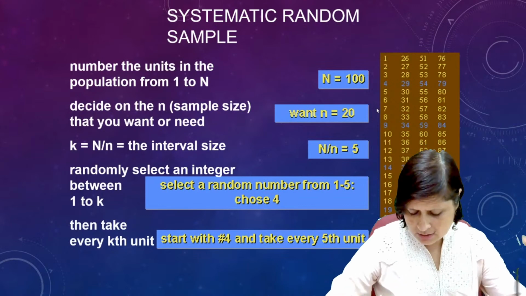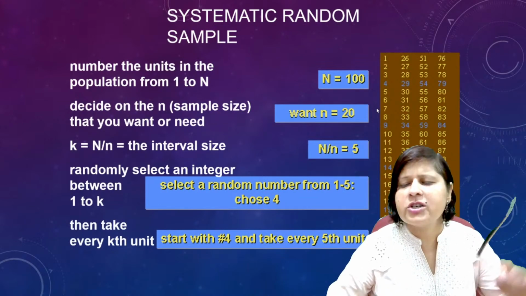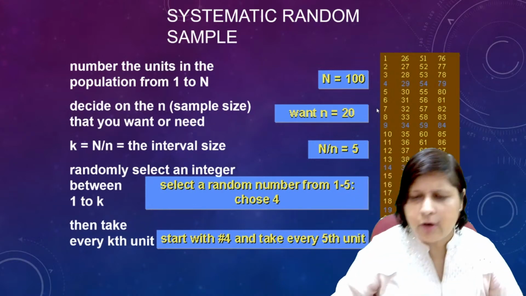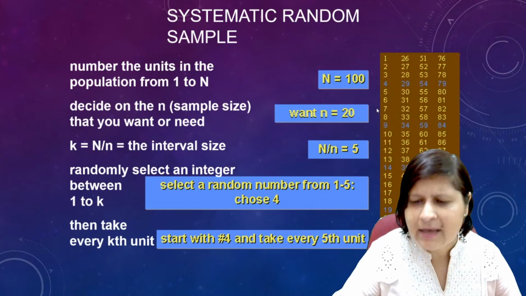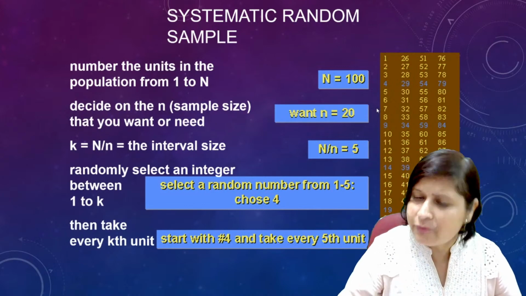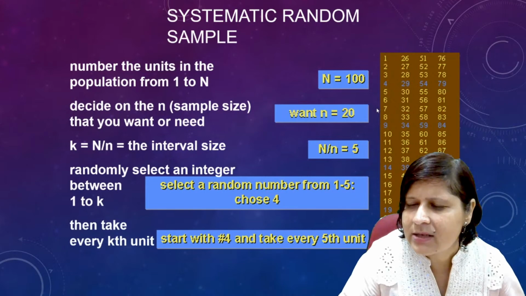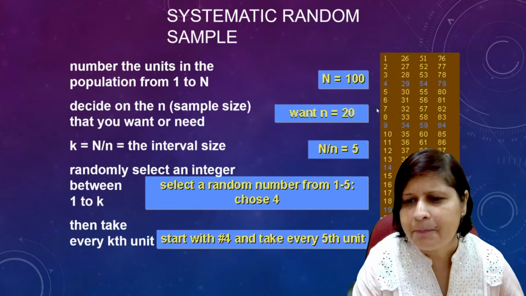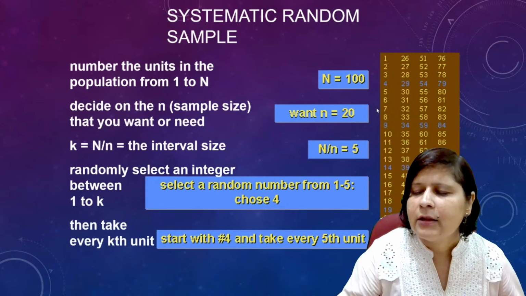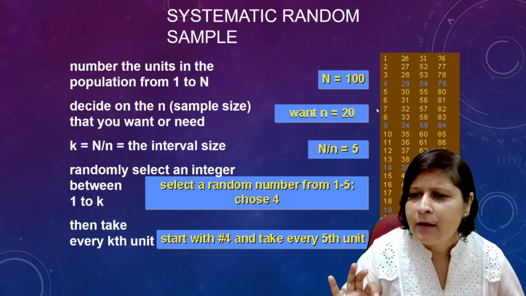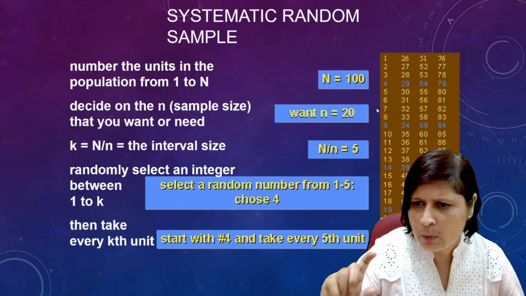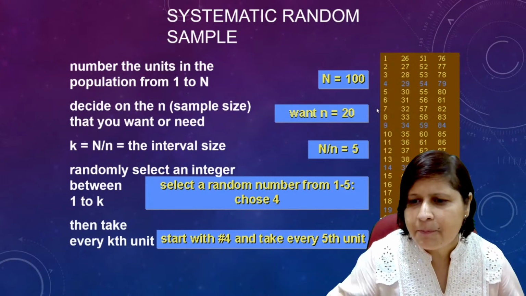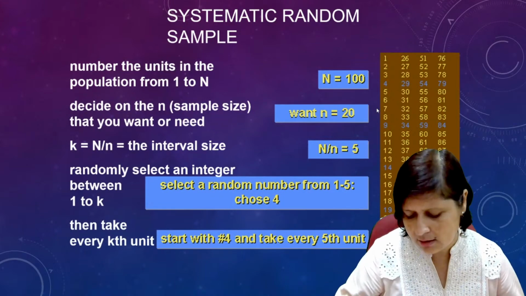Place or list your population in some systematic manner. Right? Decide the sample size. Try to find out the interval size. How can you find out the interval size? By dividing the population by the number of samples required. Right? And select the first sample randomly within the given interval, and then for the next samples select every kth unit.